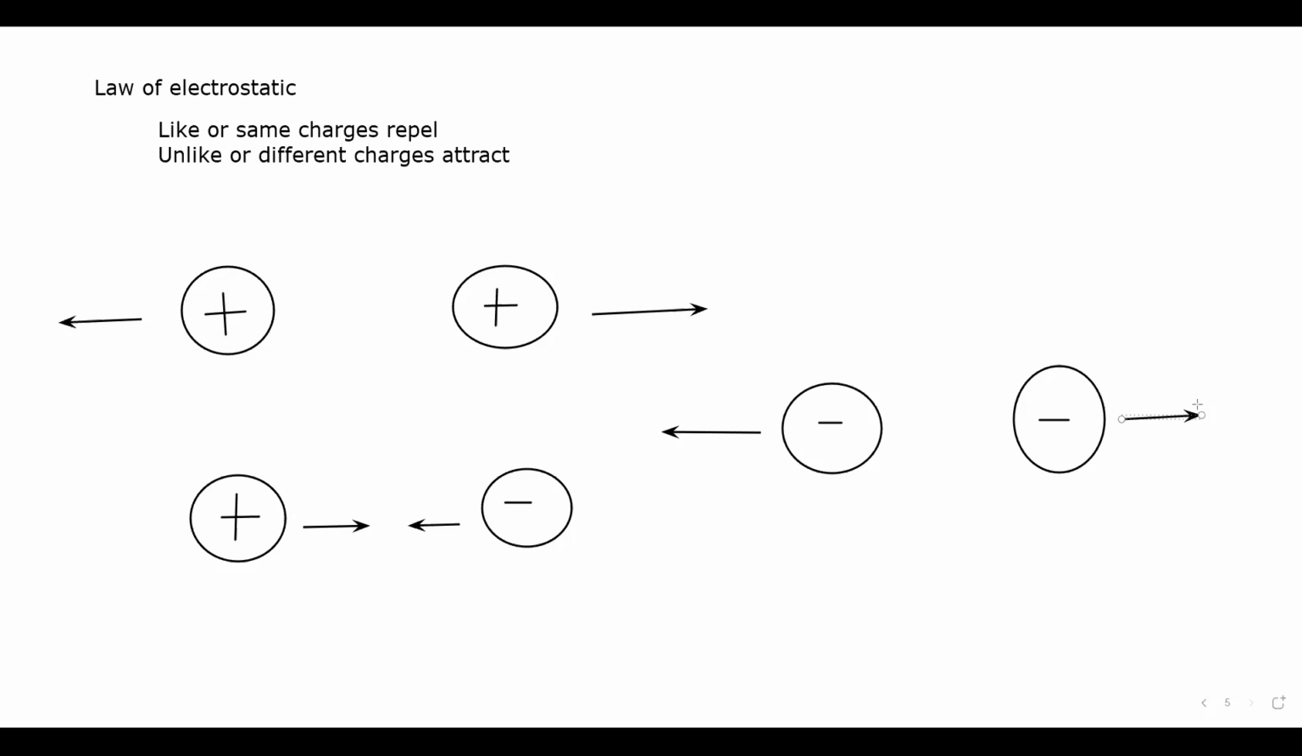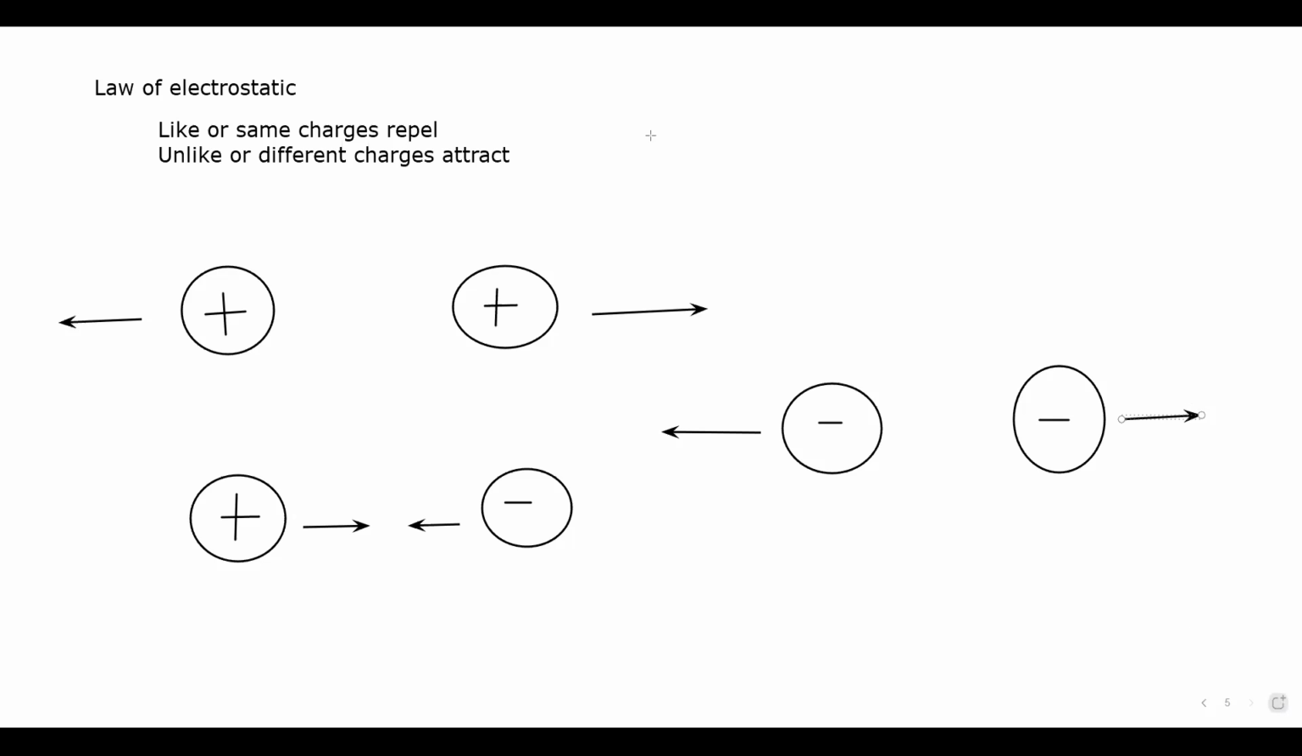There's a difference between law and theory. A theory is just a suggestion, but practically it's not proven for all the scenarios. But when something is a law, it means practically it comes out for all the scenarios, all the conditions, it is valid.